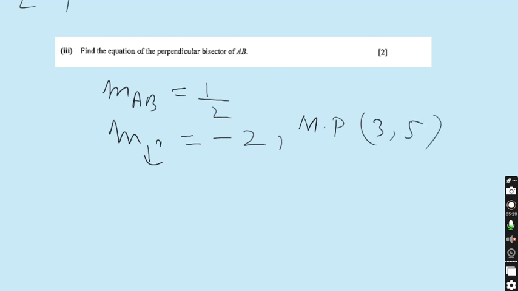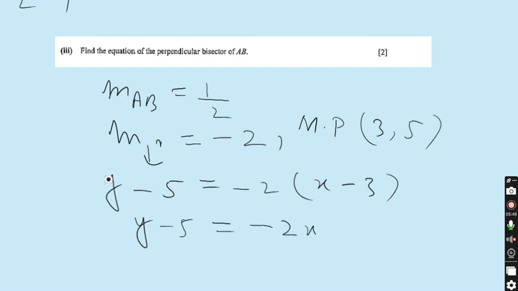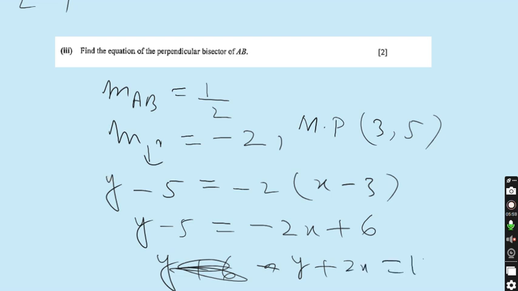So by using (3, 5) and the midpoint, we can easily find the equation of the perpendicular bisector. y minus y1 is equal to m times (x minus x1). So y minus 5 is equal to minus 2 into (x minus 2), which gives minus 2x plus 6. So y plus 2x is equal to 6 plus 5, which is 11. The final answer is y plus 2x is equal to 11.